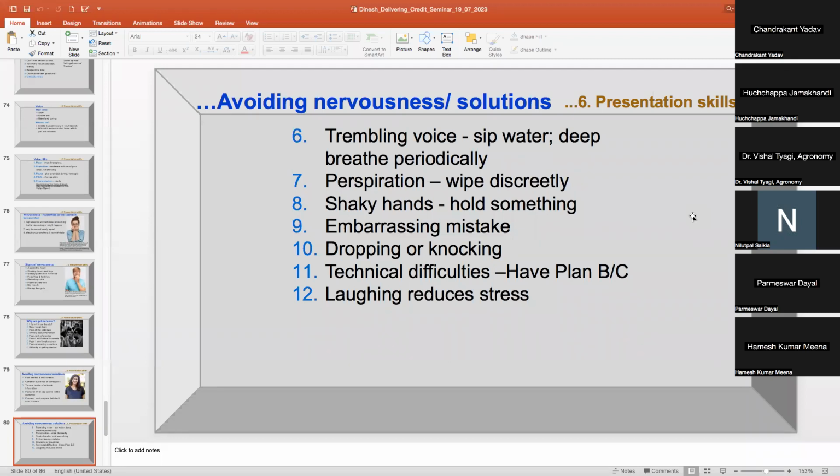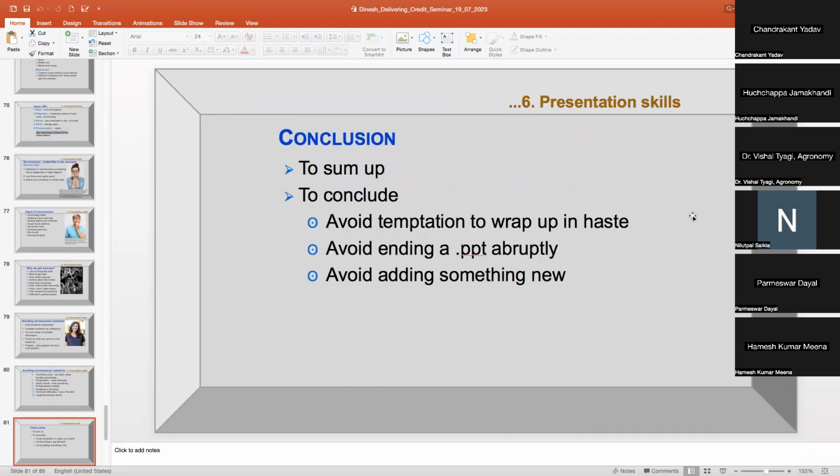Even your PowerPoint presentation, maybe in your email also. It should be in your pen drive also. Means at two or three places you can keep your presentation.